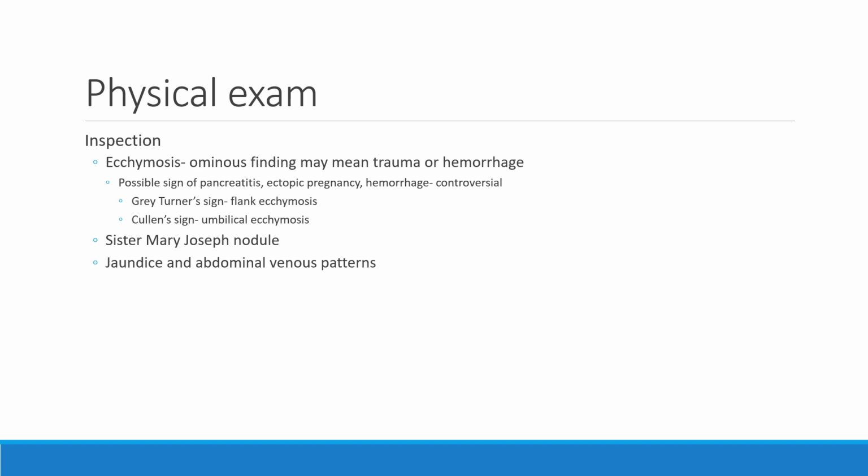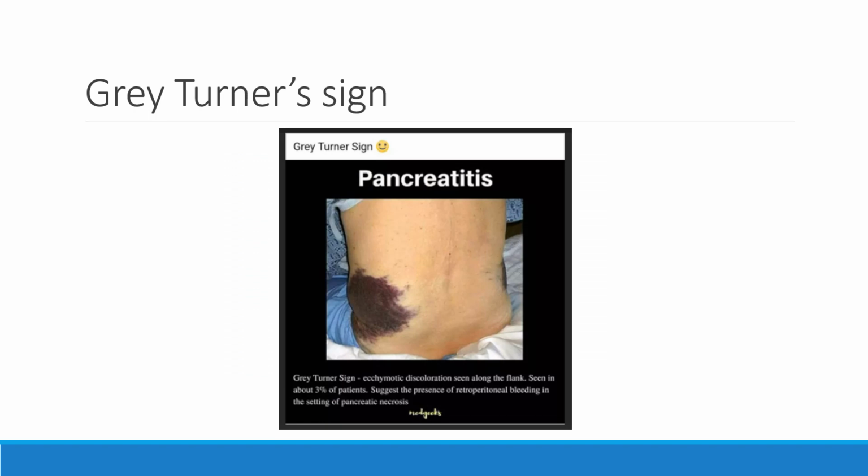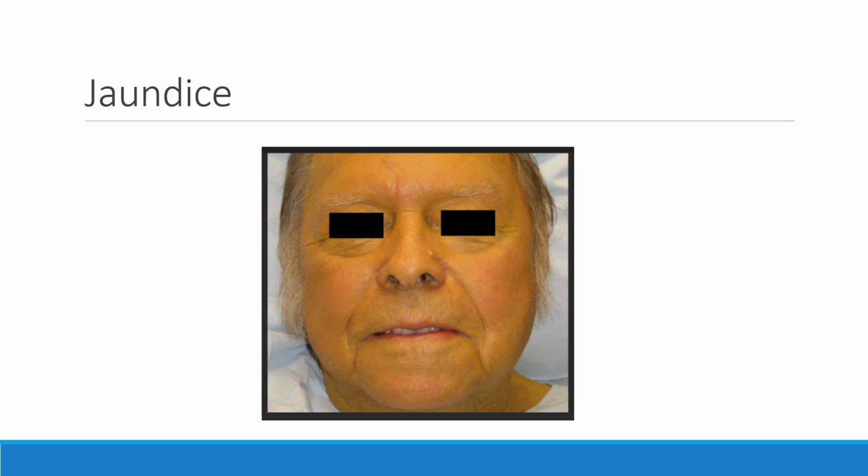Jaundice and abdominal venous pattern. This has various etiologies involving the liver. When you do see this, it's suggestive of hepatocellular disease, especially if it's combined with palpable spleen, liver, ascites, spider angiomas, palmar erythema, and dilated abdominal veins. So Cullen sign is that ecchymosis surrounding the umbilicus. And Gray-Turner sign is the ecchymosis of the flank. The Sister Mary Joseph nodule, and a photo of jaundice.